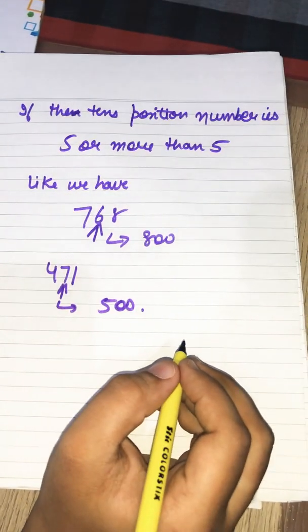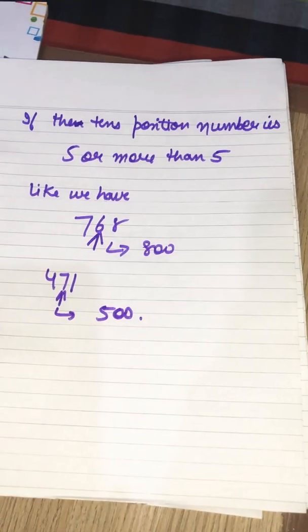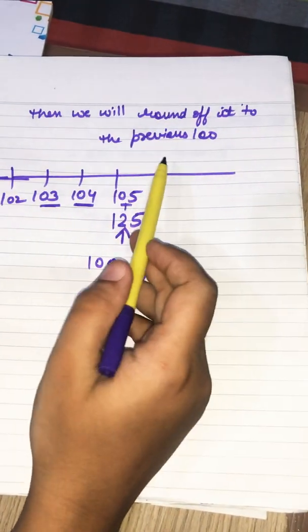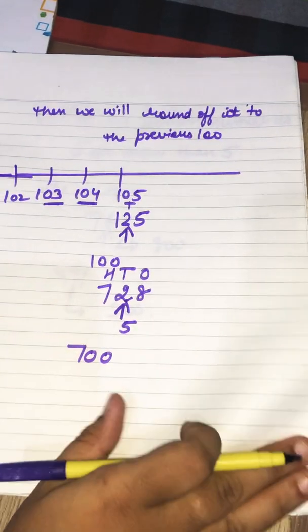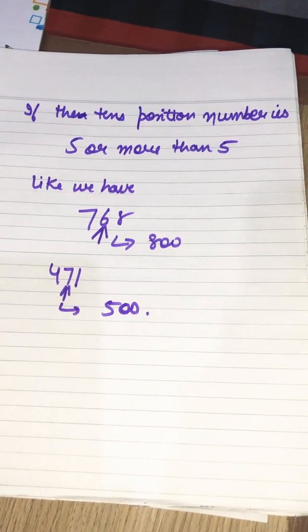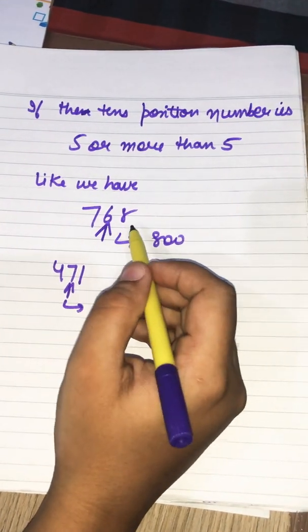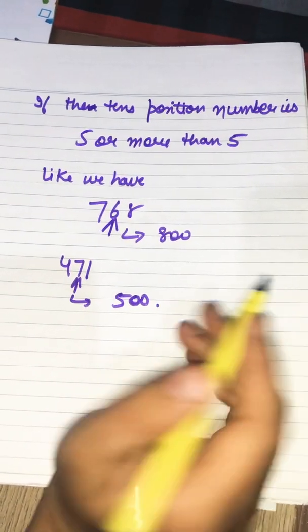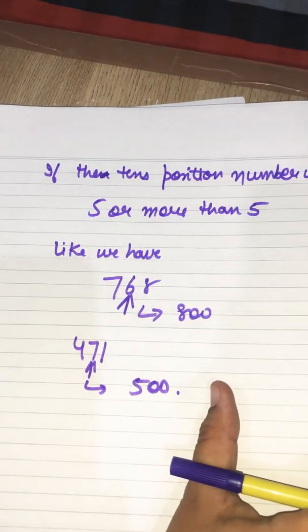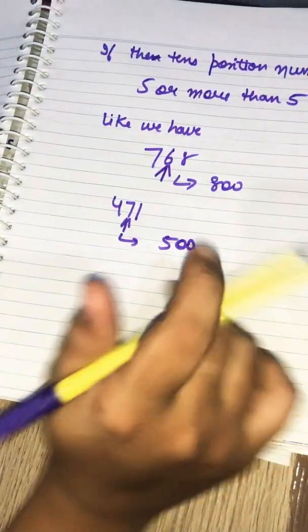So by this it makes us clear that if the tens position number is less than 5, then we will make it 100 in the previous direction. But if the tens position number is more than 5, then we will make it 100 in the upward direction. So by doing exercise questions, we will make this clear in our mind.